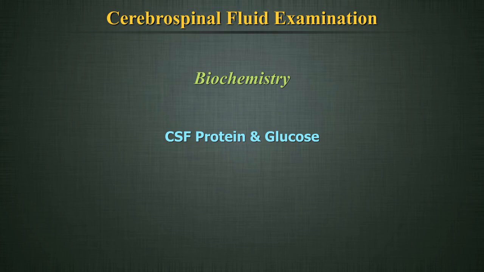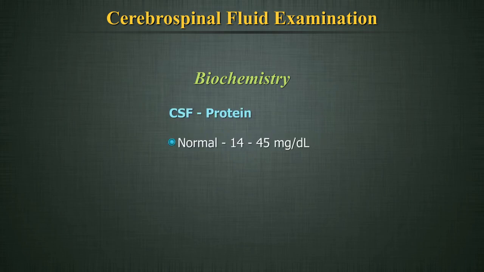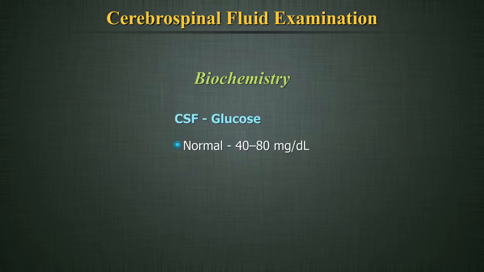Look for special instructions from the manufacturer regarding programming or calibrators. Normal CSF protein concentration is 14 to 45 milligrams per deciliter. It is derived from the plasma. Note that this result is in milligrams per deciliter rather than grams per deciliter, as it is in serum protein determination. Normal CSF glucose is 40 to 80 milligrams per deciliter.